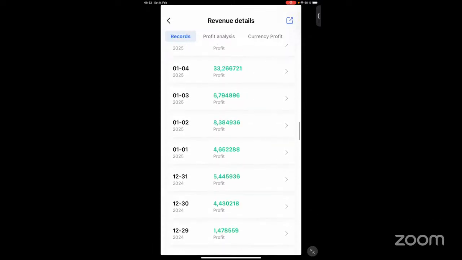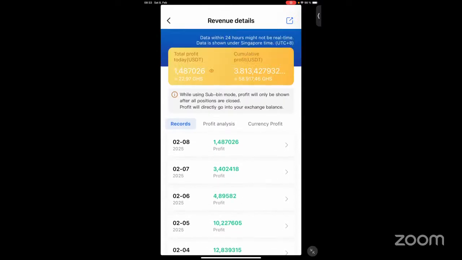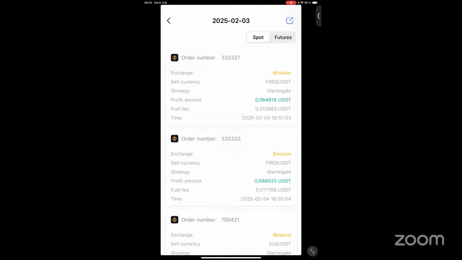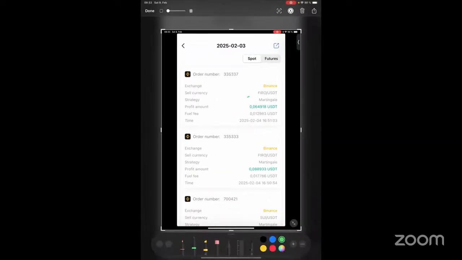Now, if I tap on any of the figures, especially it has to be within the last 7 days, because you cannot get details that are more than 7 days. Okay, so let me tap on this. So you can see the exchange that you traded the coin on, the sell currency, Euro USDT, the strategy, martingale, the profit amount, the fuel fee that was deducted, and the time.